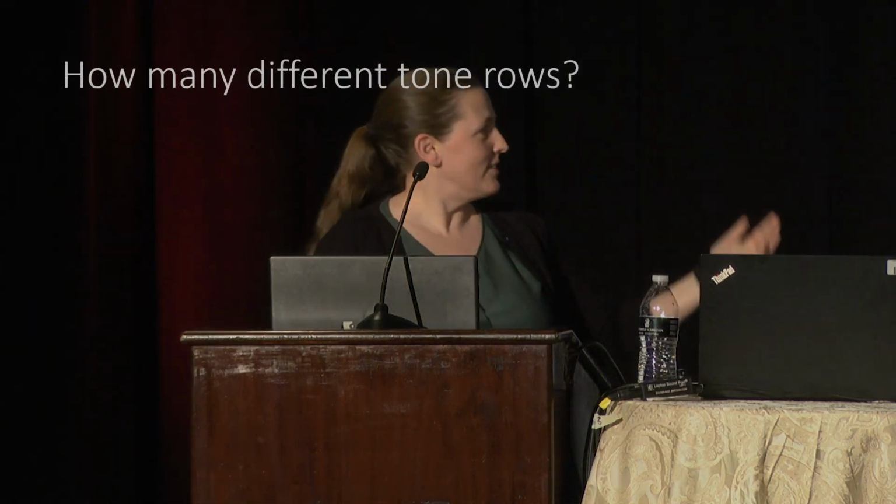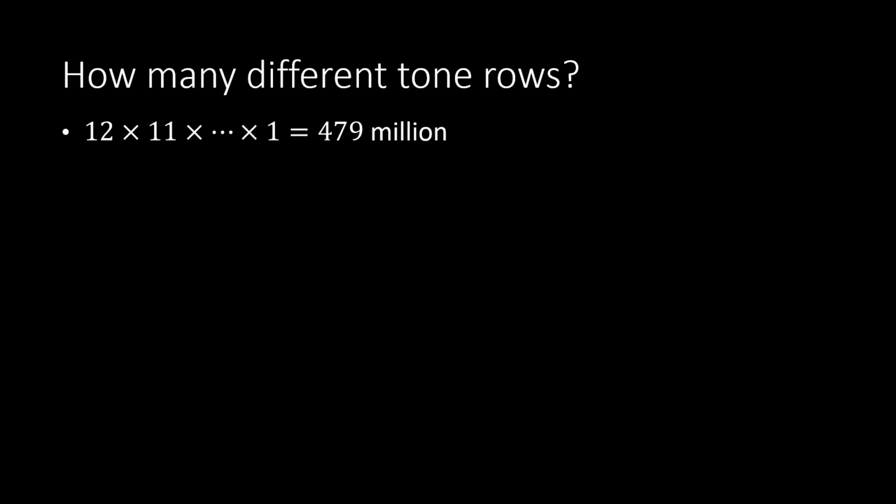So, easy question, how many tone rows are there? Okay, how many different tone rows? Well, you could say there's 12 choices for the first pitch, 11 choices for the next one, and so on, right? That gives you a big number. Roughly 479 million. I won't give the exact number because I've forgotten it. But that's a lot. However, that's not really the right question.